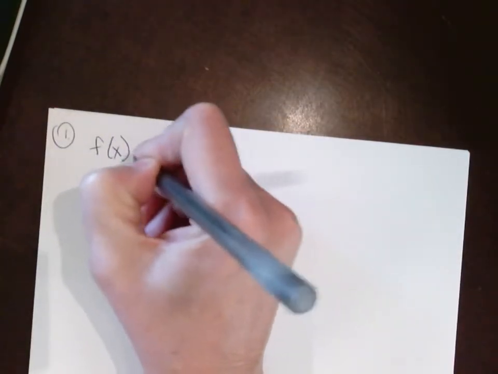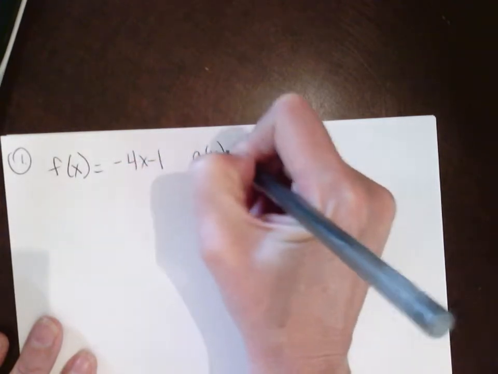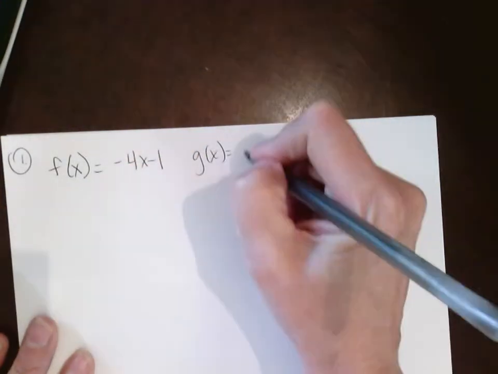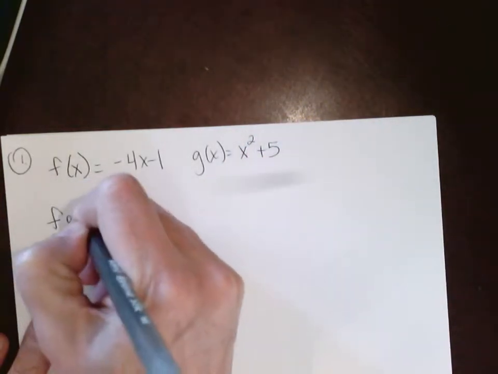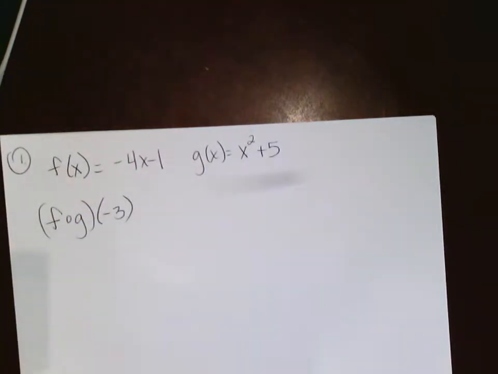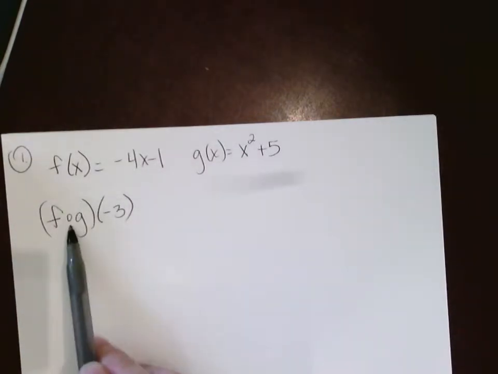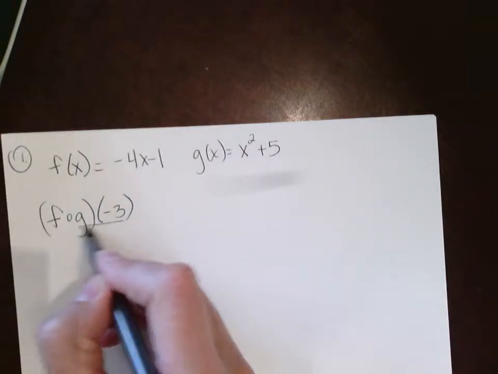All right, so let's work this out. I'm going to work this out on a different sheet of paper. So again, my two functions were f of x equals negative 4x minus 1 and g of x equals x squared plus 5. And it wants me to find f of g of negative 3. Okay, so the first thing you're going to find is whatever is in this position. Because sometimes this f and g will be switched around. So whatever you do, you find this first.